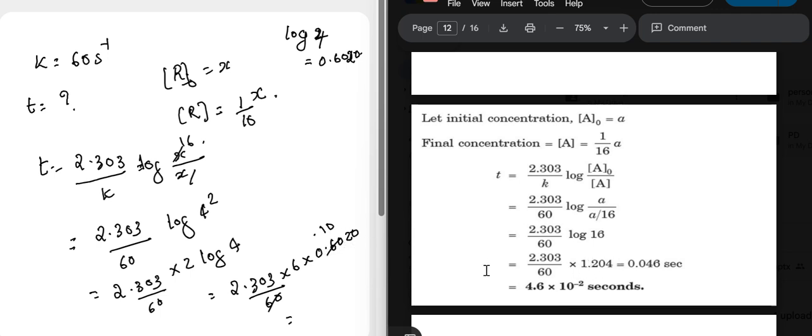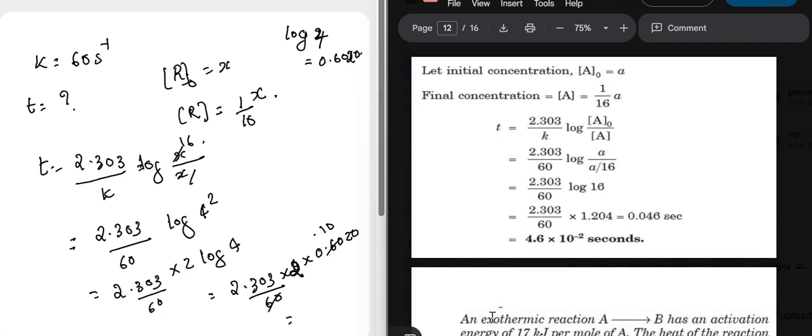This is correct only. 2 log 4. Sorry, 2 here, not 6. So when you calculate, 4.6 into 10 raised to minus 2 seconds will come. Okay. Any part you want clarification on, you can ask.